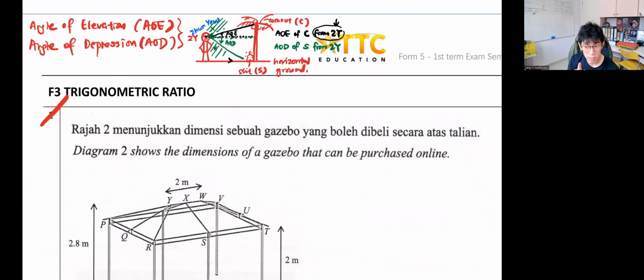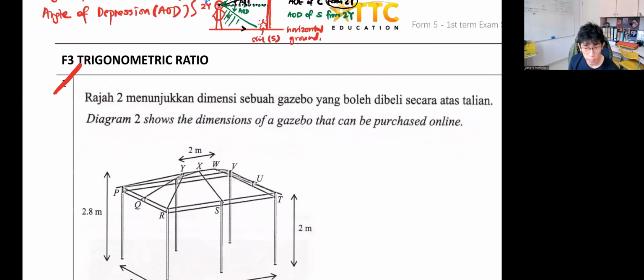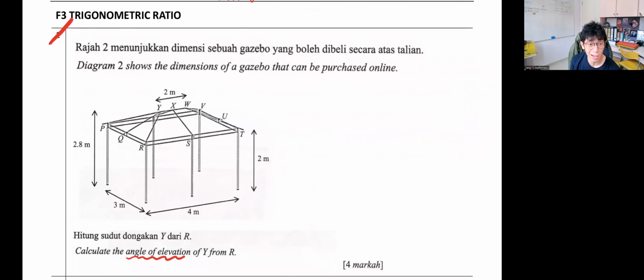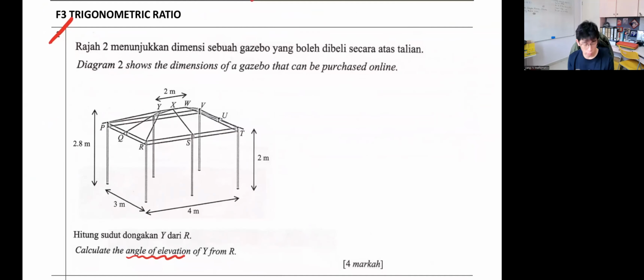Now, after you understand this situation, we're going to go back to question number 1 and see how the whole thing works now. The question says, diagram 2 shows the dimension of a gazebo, I don't know whether I pronounced it correctly or not, that can be purchased online. Now, everyone, look at this.